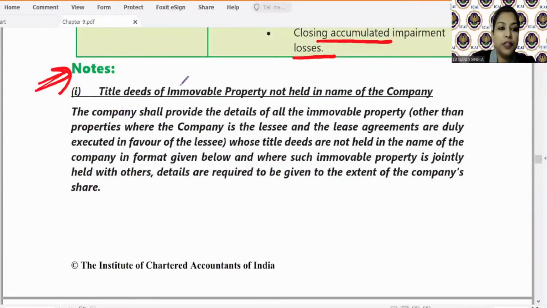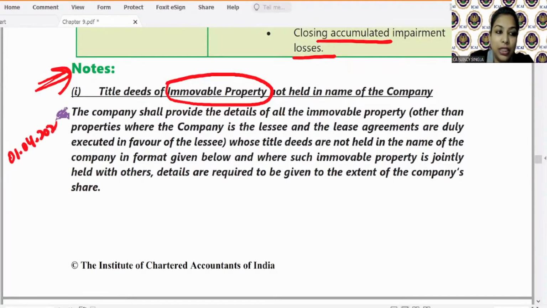Now with respect to immovable property. These are the information that the company is required to show in the notes to accounts, as per Schedule 3, the recent amendments that are effective from 1st April 2021. These are the additional regulatory disclosure requirements that the company is required to give.